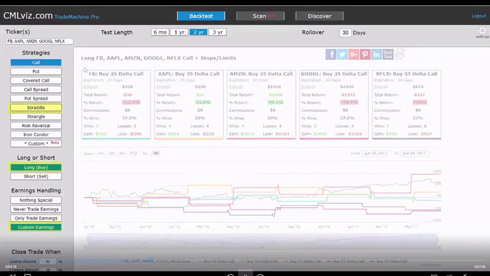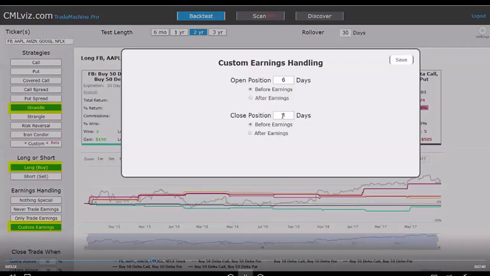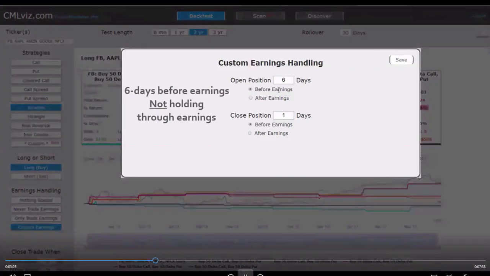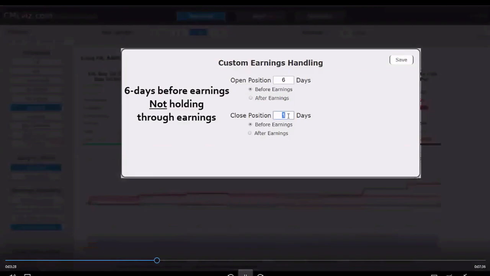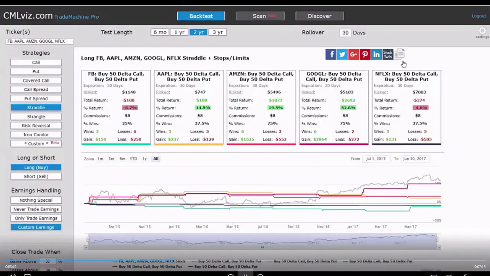And this time we're going to test buying an at-the-money straddle, but now we're going to go to custom earnings, and we're going to open the trade just 6 days before earnings, and we'll close it on the day of earnings. Now here's a note. All of the FANG stocks report earnings after the market closes. So when we close the position on the day of earnings, we're still not taking the earnings risk. If you do this with other companies, make sure you know what time they report earnings, and you may have to change this number to a 1 rather than a 0.